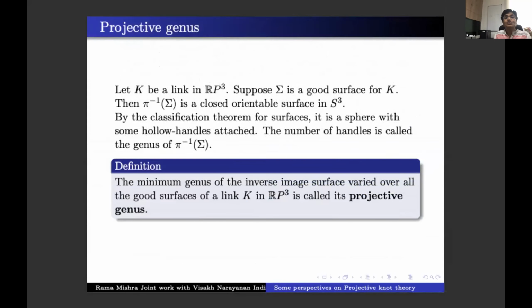So once you show that the good surfaces exist, using them we want to define the following. You take a link in RP3. Suppose sigma is a good surface for K, take pi inverse sigma, it's a closed orientable surface in S3, connected. So you can find its genus, the number of handles. So take the minimum genus of the inverse image surface over all the good surfaces. We would like to call it projective genus. And this would be an invariant.